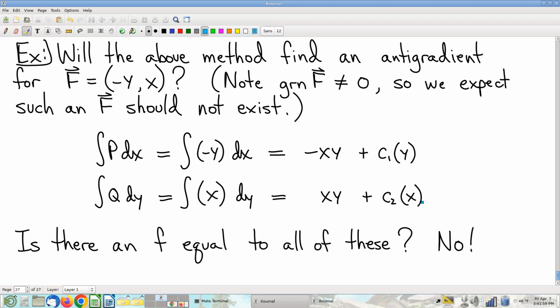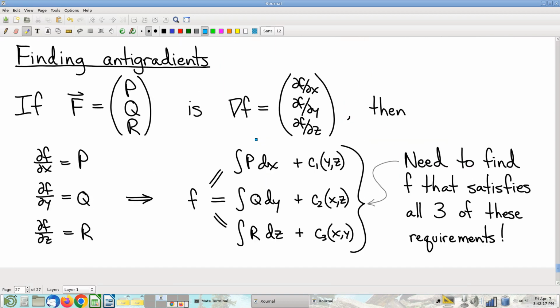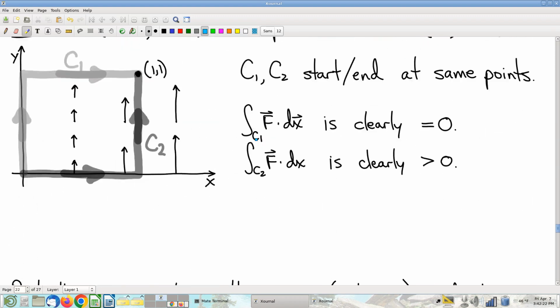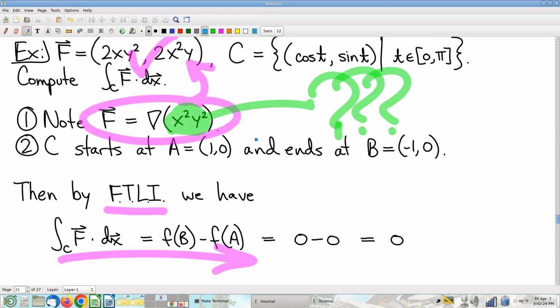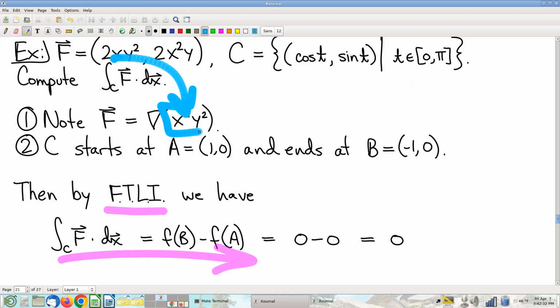So, thankfully, we didn't find any anti-gradient. How creepy would that be if we found an anti-gradient that doesn't exist? Everybody with me? So it's a nice little process, and that's how you find antigradients. And that, by the way, is how I found this antigradient right here. I played that game, and you can try this for yourself. Play that game, and you will find that this is the winning move.